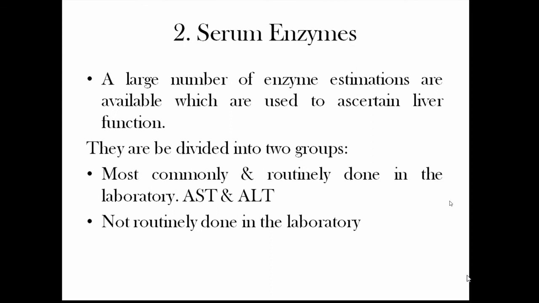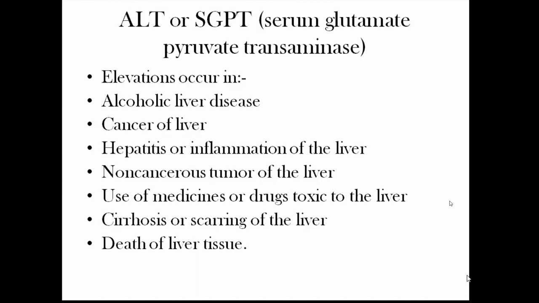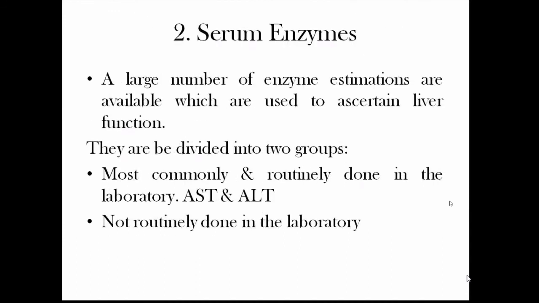Serum enzymes: a large number of enzymes are available for liver function tests, and they are divided into two groups. The ones that are done most commonly or routinely are ALT and AST. ALT comes first, because ALT is the main liver enzyme. The other ones are not done routinely, but they are done in conjunction with these, and they include alkaline phosphatase, gamma glutamyl transpeptidase, and 5' nucleotidase. They are not done routinely, but they are included in the function panel.